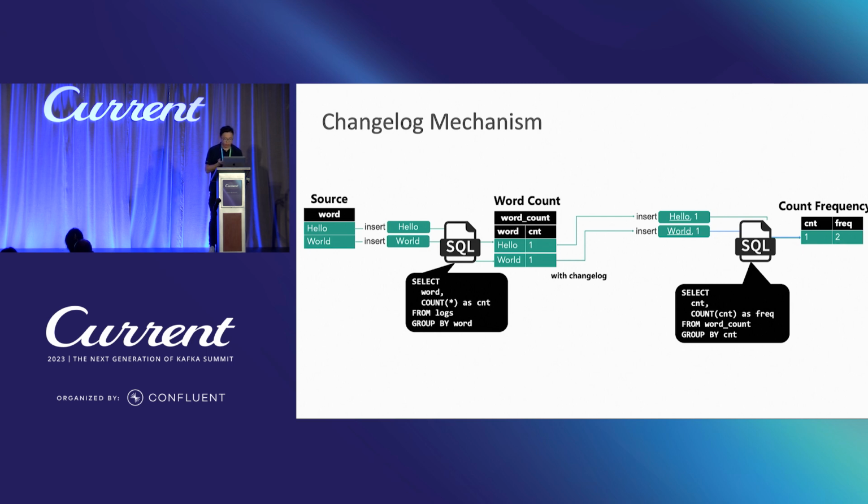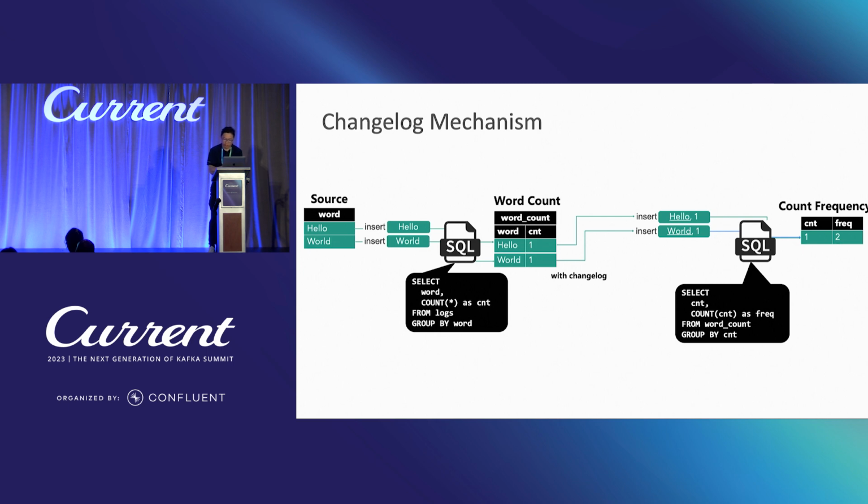For example, you can take the figure. The source will emit two insertion records, hello and word. The first aggregation will accumulate them and emit two insertion records. You can see hello 1 and word count 1. So the frequency of count 1 is 2. And another hello and word come in. The first aggregation will update the count of hello from 1 to 2. So this is an update operation.